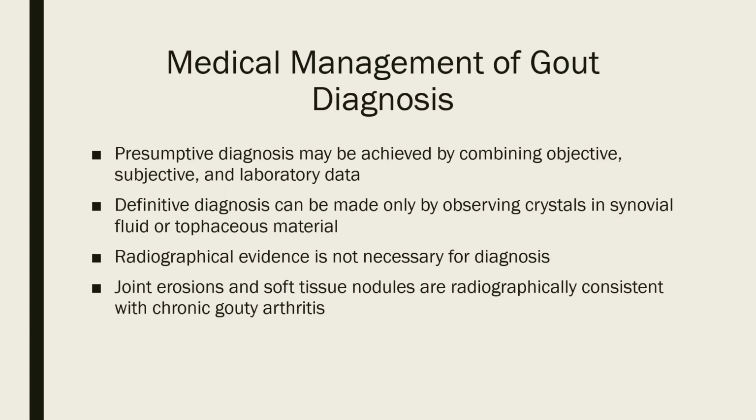Diagnosis. Presumptive diagnosis may be achieved by combining objective, subjective, and then laboratory data. Definitive diagnosis can be made only by observing crystals in synovial fluid or tophaceous material. Radiographical evidence is not necessary for diagnosis. Joint erosions and soft tissue nodules are radiographically consistent with chronic gouty arthritis.